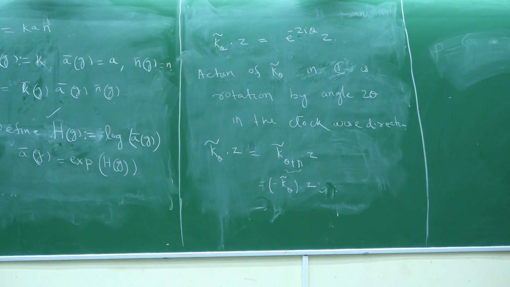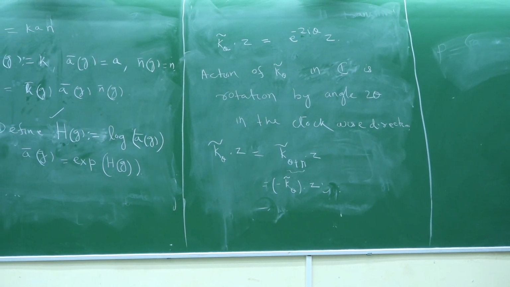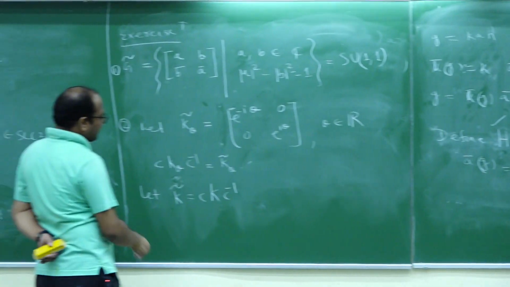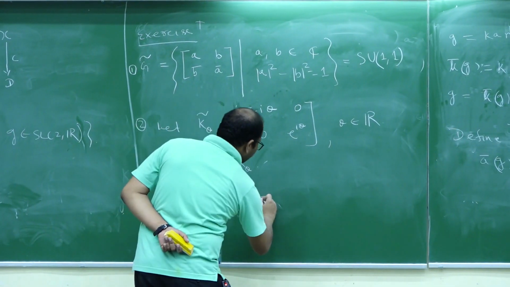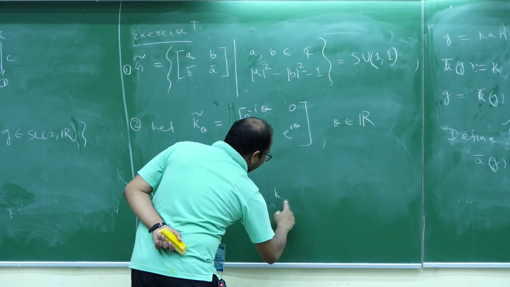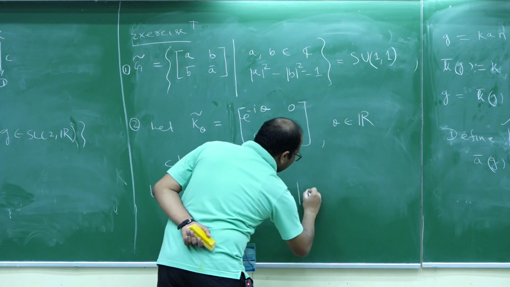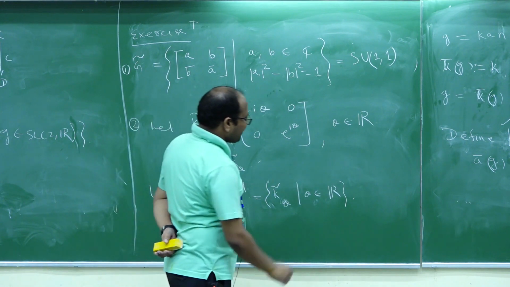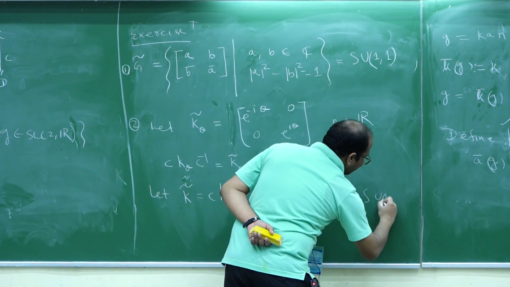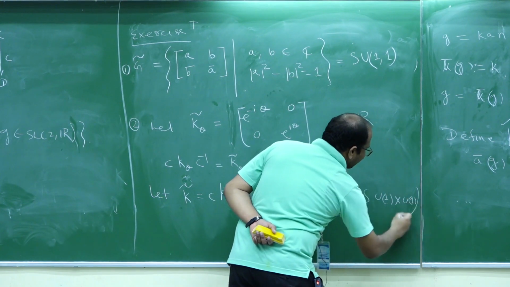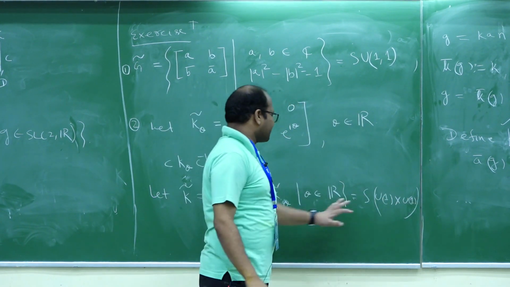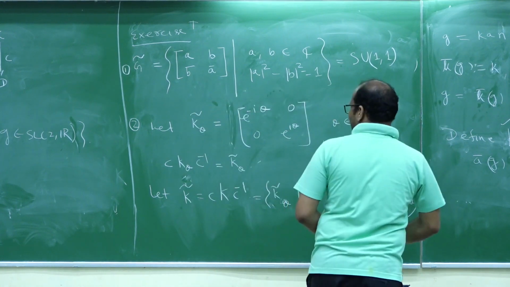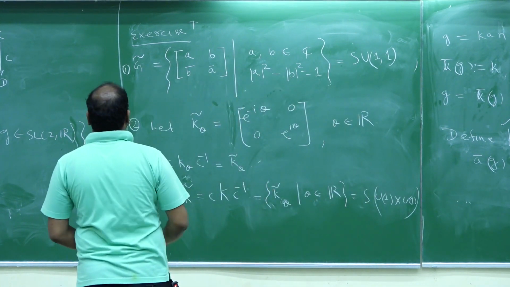So this K theta is this thing. Let K tilde be really C K C inverse. And this K tilde is of this form, the collection of all K theta tilde. So theta goes to K theta tilde. And this also has a name, and this name is S of U(1) plus U(1). Okay. So you just take this as a definition. So this K tilde is really S of U(1) plus U(1).